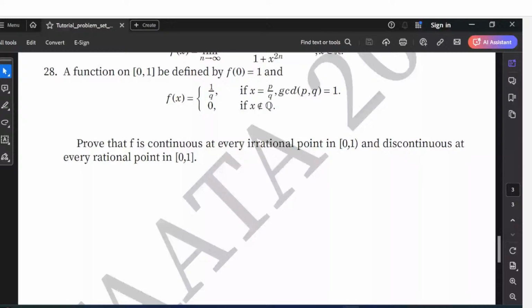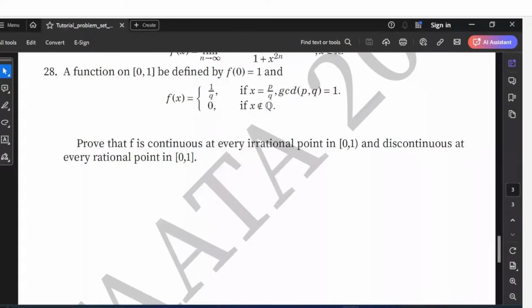How to show it? Use the sequential criterion. So if you consider a rational number of the form p by q, you have the value 1 by q. Let's say you have a sequence of irrationals converging to that. Because that's a rational number, the function values on the sequence of irrationals will be 0, which cannot converge to the finite value 1 by q. Therefore, it's obviously discontinuous at every rational point in [0, 1], even at 0. So that part is very easy.